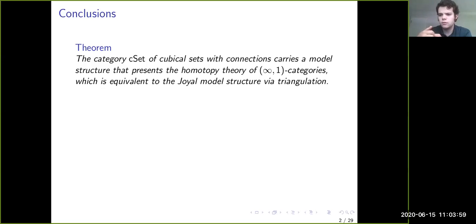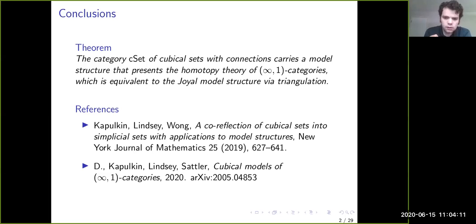There's a lot of terminology there, which you may or may not be familiar with, but I'll be spending a fair bit of time today just going through some of the background involved in this statement and some of the necessary material there. So the reference that the new material I'm presenting today comes from is this paper that I've written here with Kapulkin, Lindsey, and Sattler on cubical models of infinity one categories, which is now on the arXiv. And many of the key results that we used in proving our theorems in this paper come from this paper by Kapulkin, Lindsey, and Wong on the co-reflection of cubical sets into simplicial sets. So those are the main references for this talk.